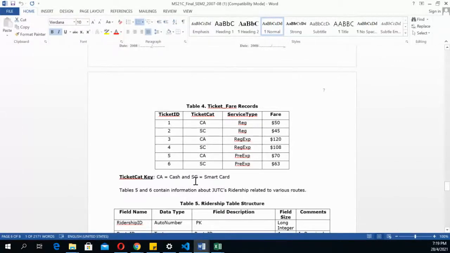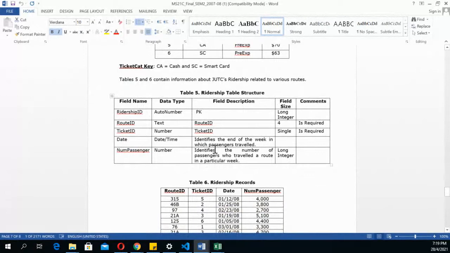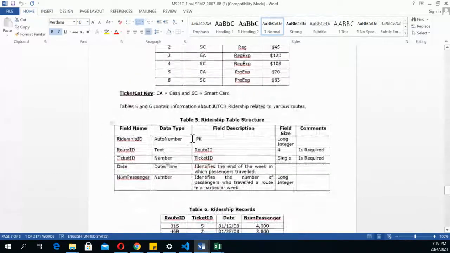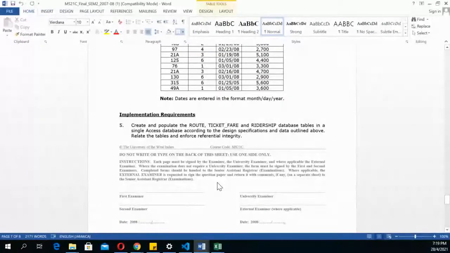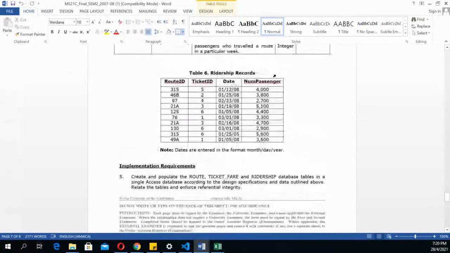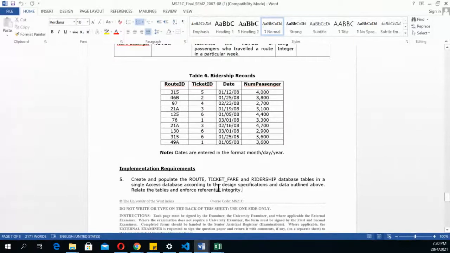They go further to say the category CA represents cash and SC represents smart card. Then we have a ridership table, basically how many people go on the bus or travel the route. You have a ridership ID, which is auto number, primary key, then route ID and ticket ID, which would be foreign keys from the other tables. Most of the time they will tell you to use a lookup wizard for these because they are primary keys in another table. Then you have the date and time, and number of passengers, how many people ride on there. So even if you never read the case, you can still do this question. All you need to do is look through the tables, and you can pick up the 5 or 6 marks from this one, which is creating the tables, relating them and enforcing referential integrity.